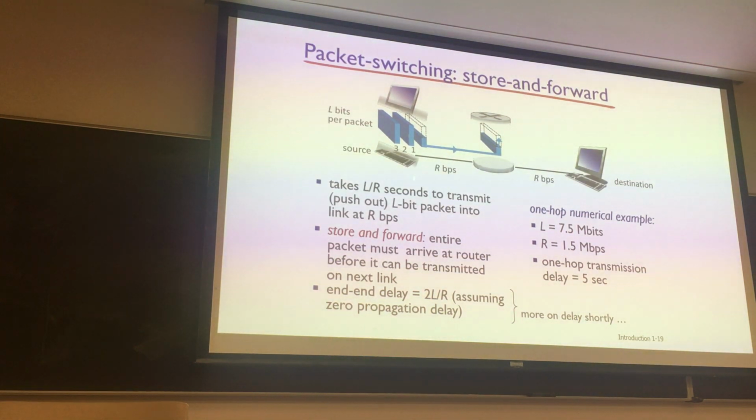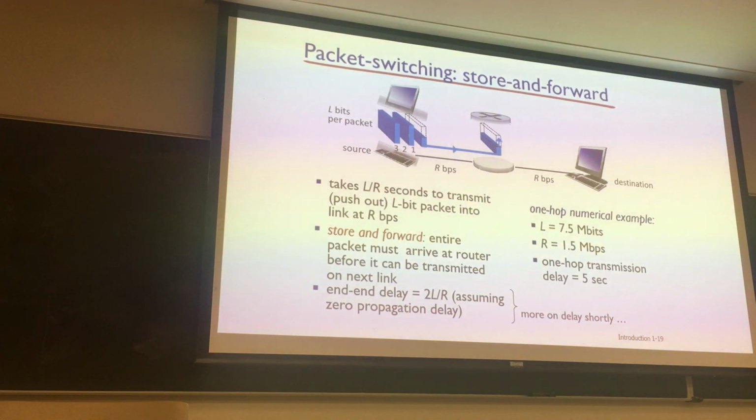And then we can do a calculation. Let's say you have a packet that's 4.5 megabits in size. And the bandwidth of this link is 4.5 megabits per second. That means you can push 1.5 megabits into the link per second. If you take this number and divide, you have 5 seconds, right? That means the transmission delay is 5 seconds.